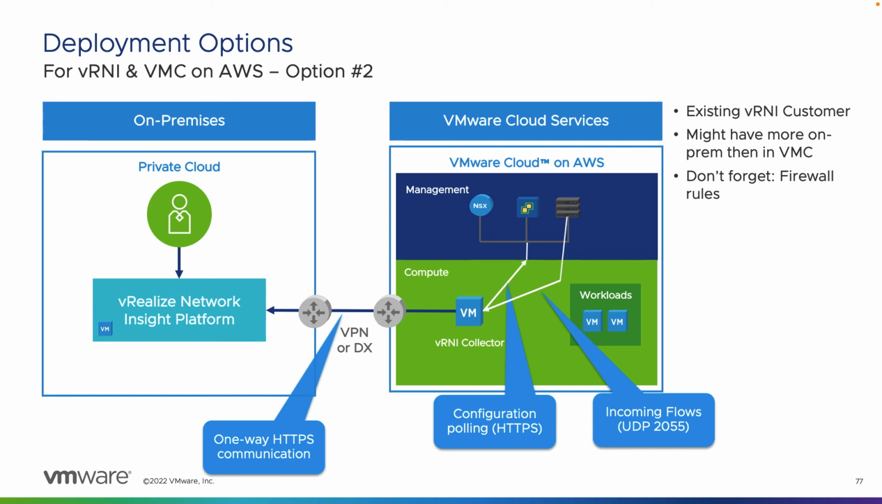Now, also, you need to keep in mind that you also do need to configure the firewall rules, again, because NSX-T is running in the overlay infrastructure within the VMC on AWS environment. So we do need to make sure that we have the proper firewall rules configured to allow HTTPS access and UDP 2055 access between our collector and our platform.